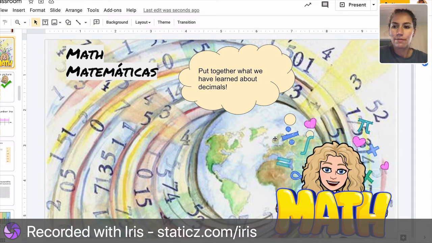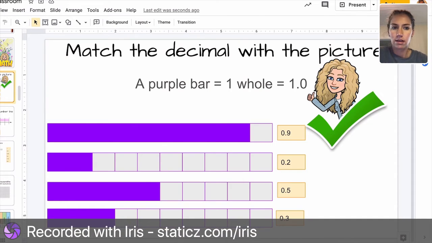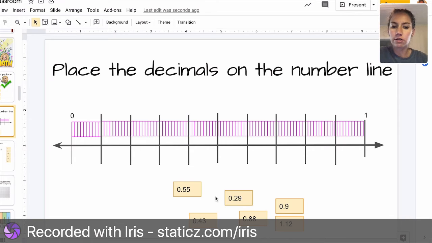Hey everybody! So today we're going to put together what we've learned about decimals. We did a great job yesterday matching up a decimal with a picture. Something that was a little harder for us was putting the decimals on the number line. So let's check out some examples.